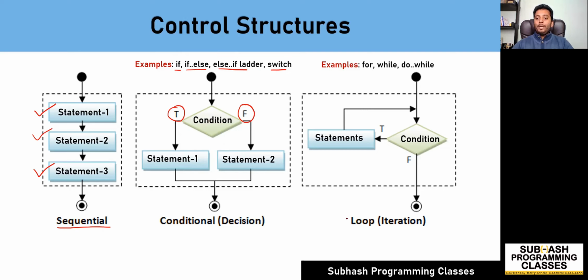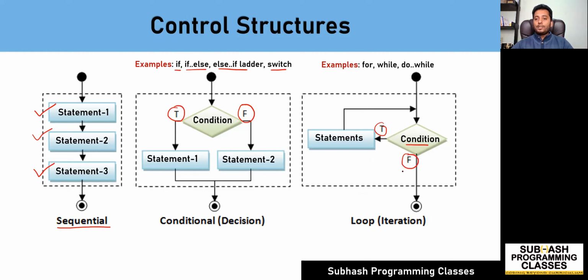Now what do you mean by looping based or iterative control structures? When a certain set of statements keep getting executed again and again until a specific condition becomes false, such control structures are called loop based control structures or iterative control structures. As you can see here, when the condition is true, the statements get executed. Again, it goes back and checks the condition. If it is true, the same set of statements gets executed again, and this keeps happening until the condition becomes false.